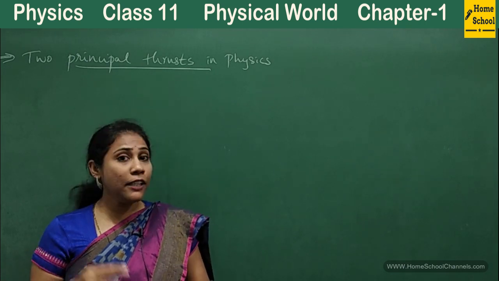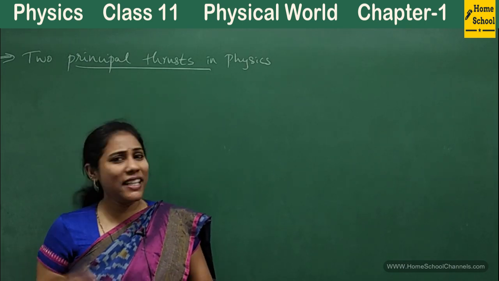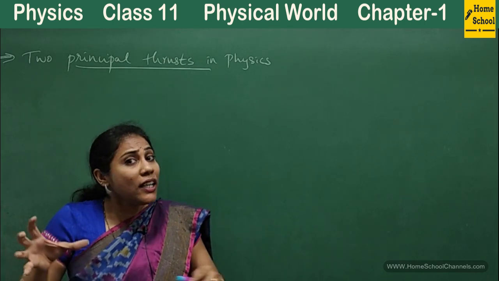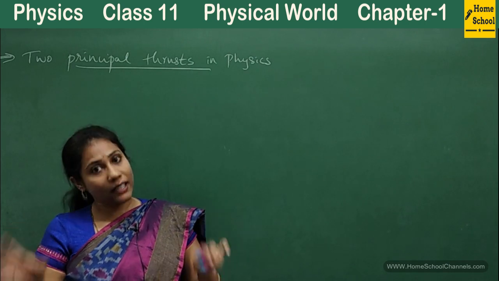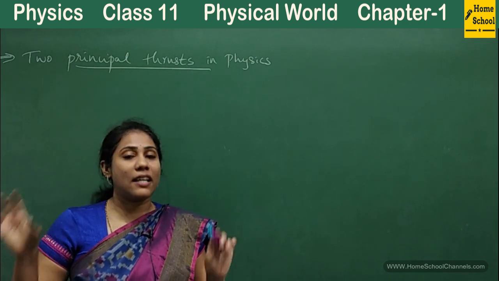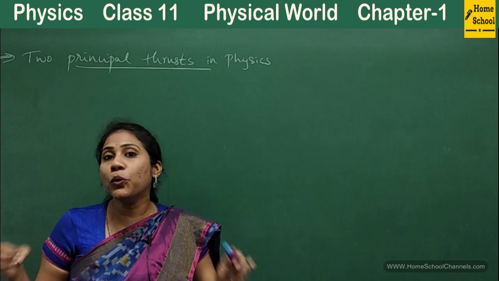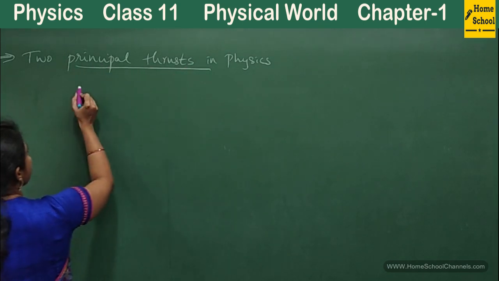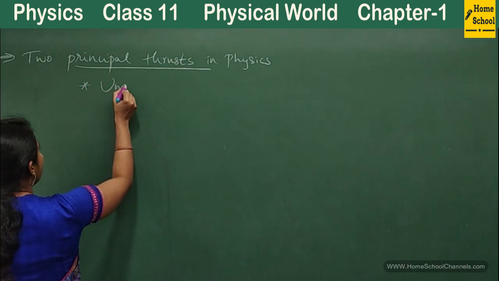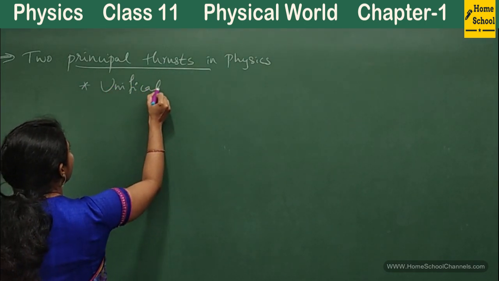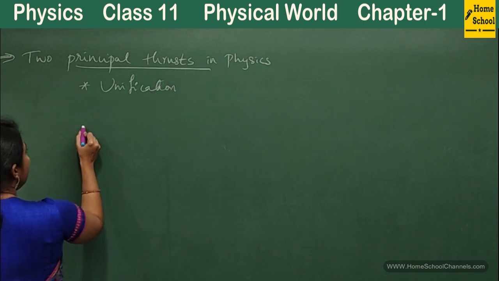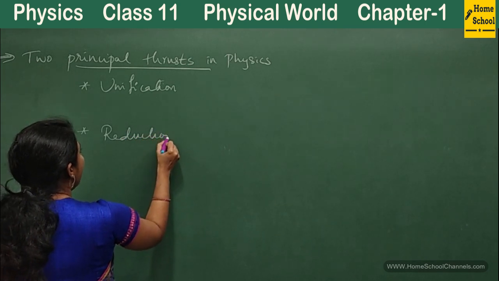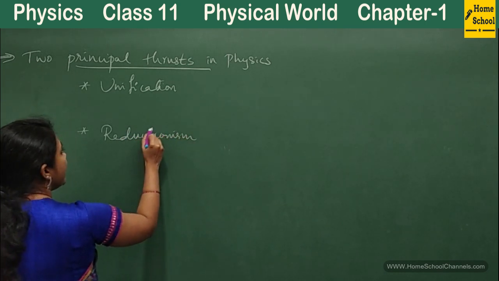And few things are very difficult and few are very, very easy. And it can be studied in two ways. That's what we mean by principal thrust. I mean, you can study the concept in two different ways, right? So what are the two principal thrusts in physics? The first one is unification, and the second one is reductionism, or you can just call it reduction.